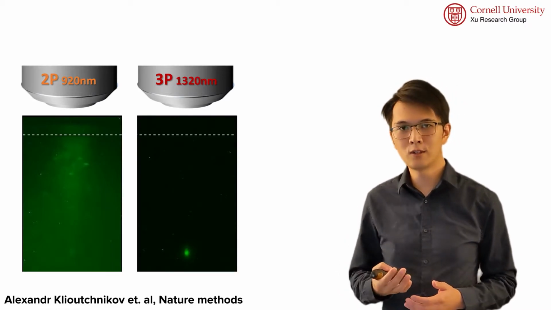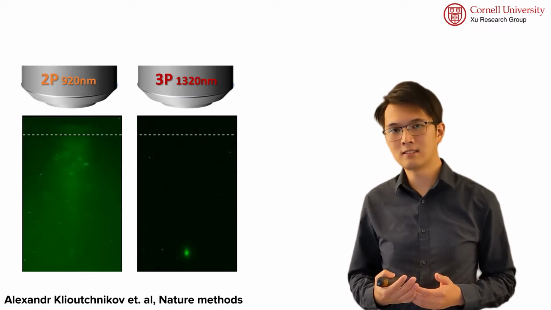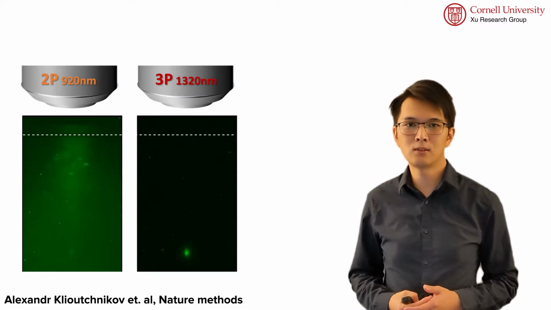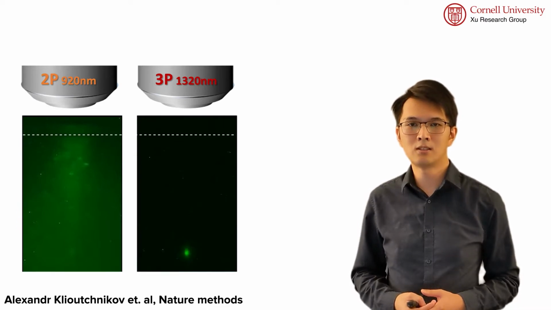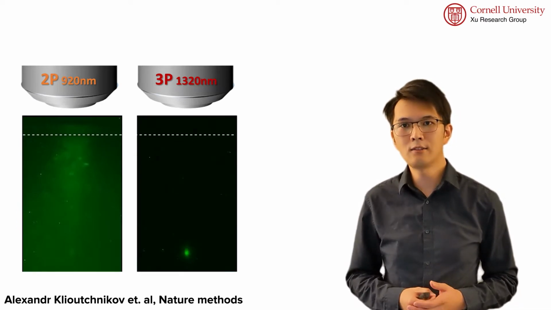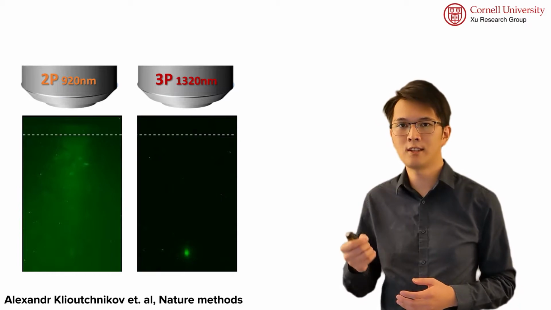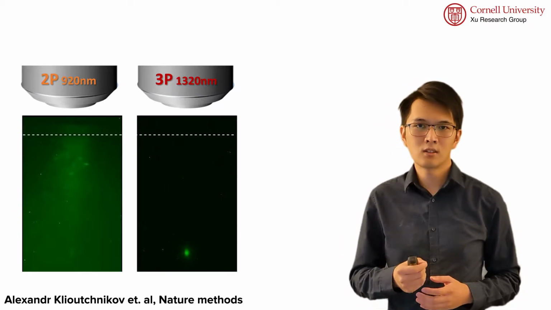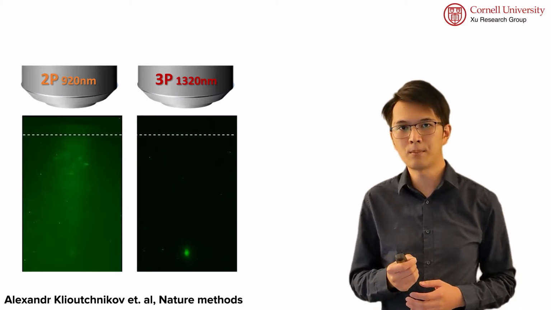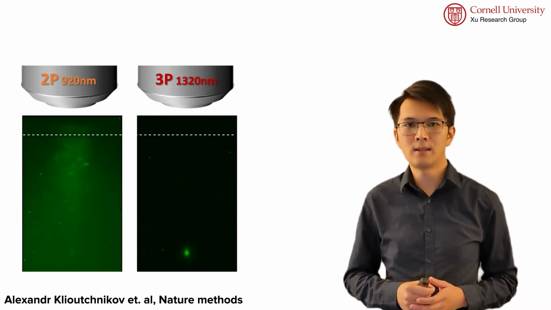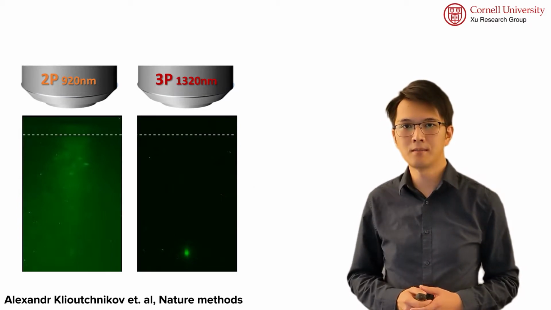Because even for two-photon, we can also see fluorescence above the focus that will contribute to the background that will degrade the image contrast. However, for three-photon, using a long wavelength, 1300 nanometers, you can see the focus is still really sharp in the focal plane when we are imaging deep into this sample.